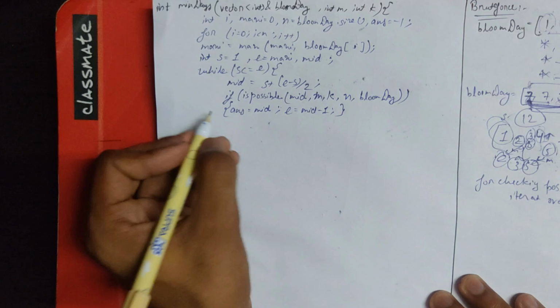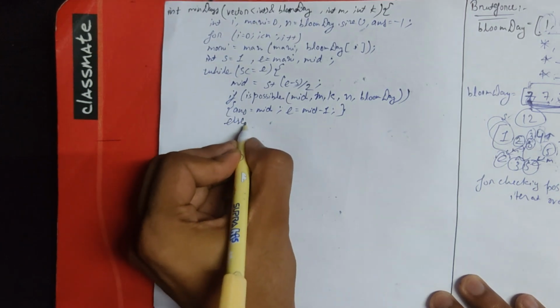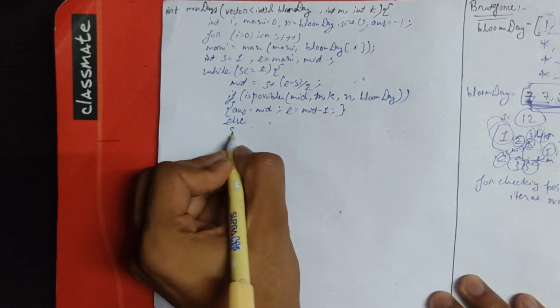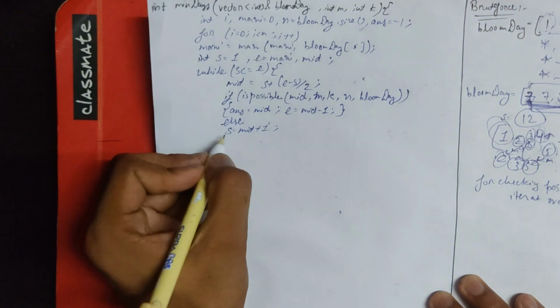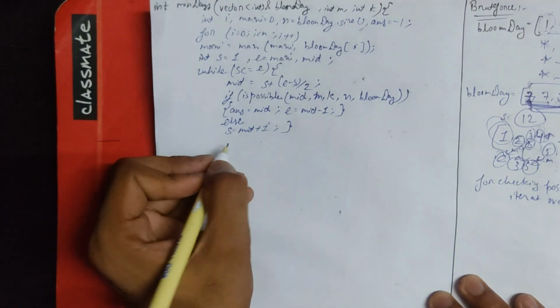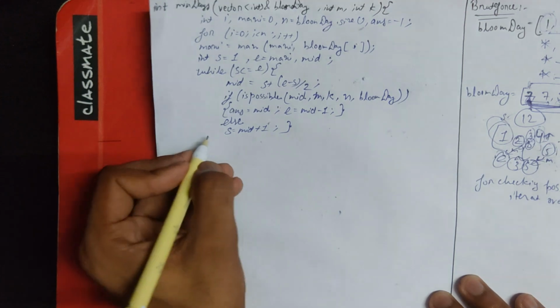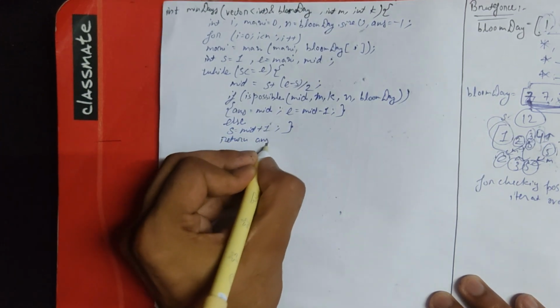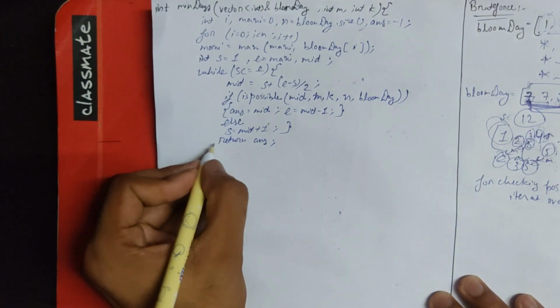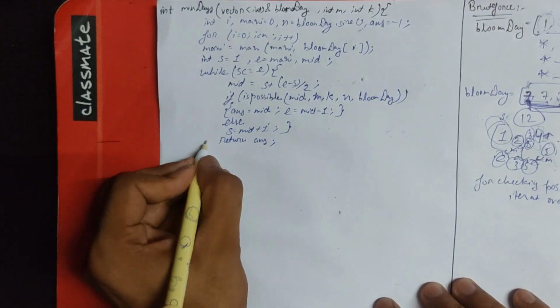Now if we don't get our answer, in the else case, we will write S equals to mid plus 1 to check further values. And after the execution of this whole loop, we will just return our answer, which will be our final answer to return. And now how will we check the values?